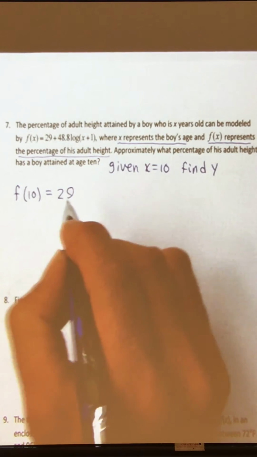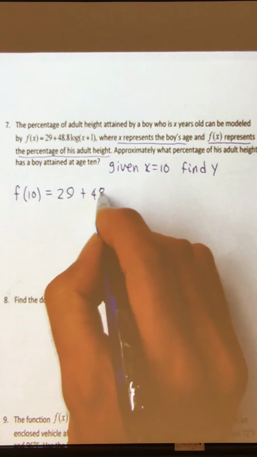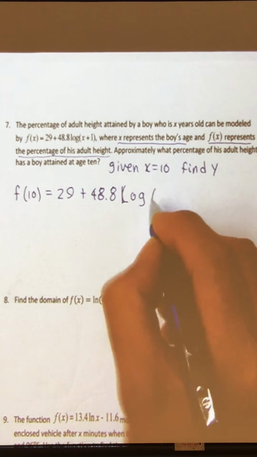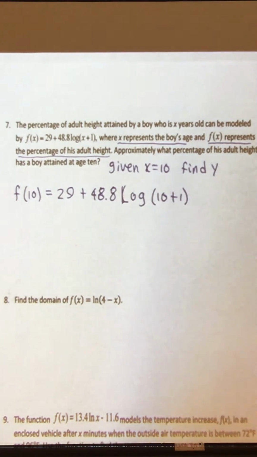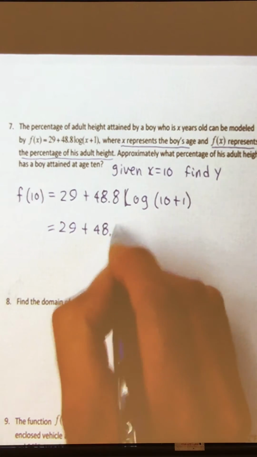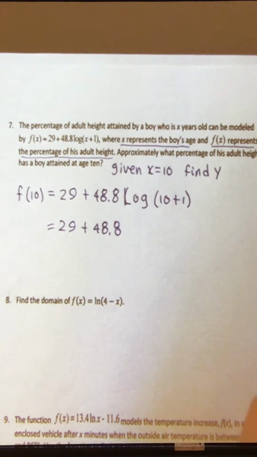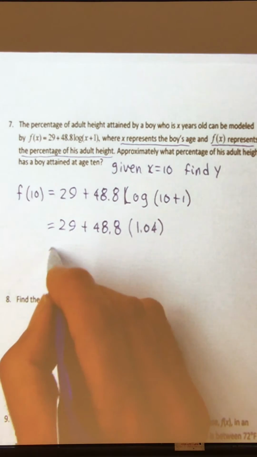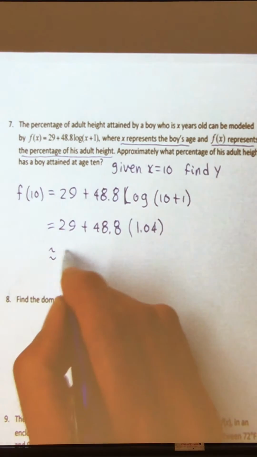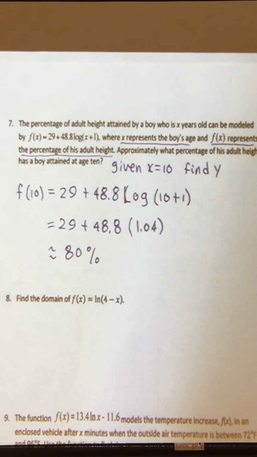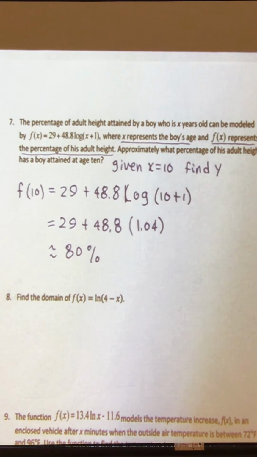So put that into the function, 29 plus 48.8 times the log of x plus 1. So this will be equal to 29 plus 48.8 times the log of 11, which is approximately 1.04. And rounding to the nearest percentage, we get 0.80 or 80%. So at age 10, the boy has attained approximately 80% of his adult height.